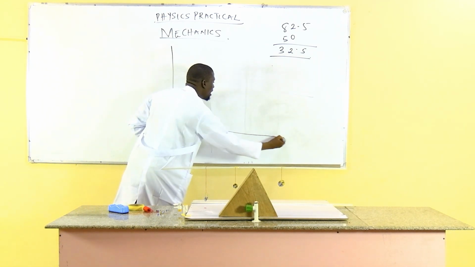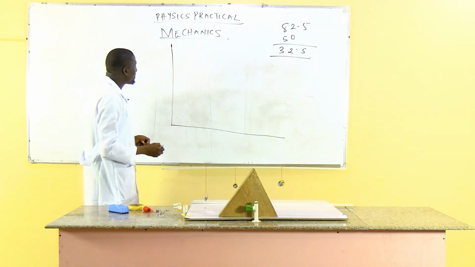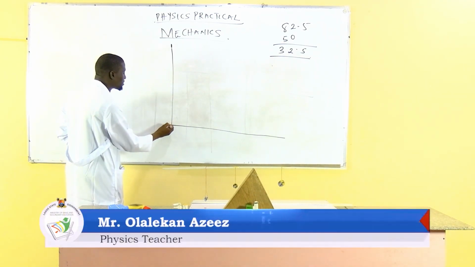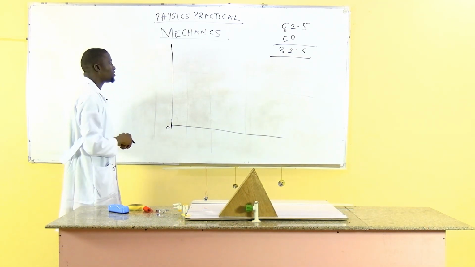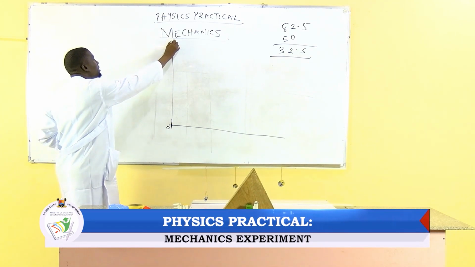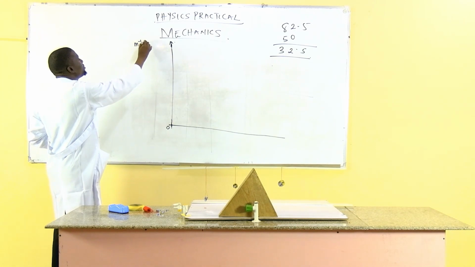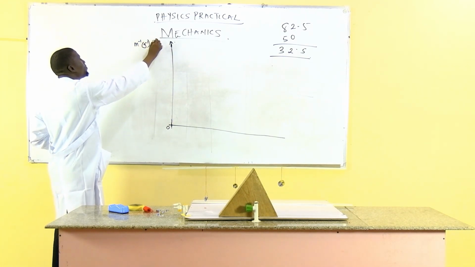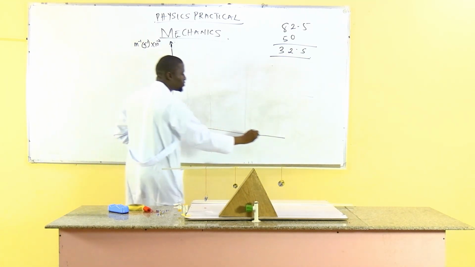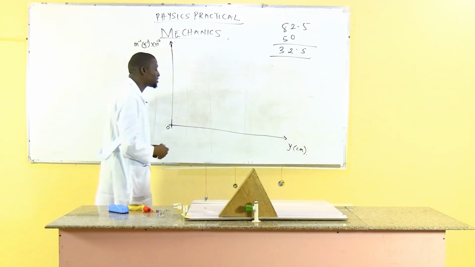Okay, this is what I have on the graph. Now I am starting the graph from 0, 0, the X from 0, Y from 0. That is the origin. But the first thing I need to indicate is that the vertical axis is M inverse in brackets, g inverse times 10 raised to power minus 3, while this is Y, which is in centimeter. So we start taking the reading.